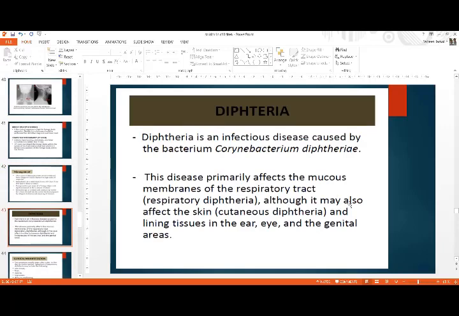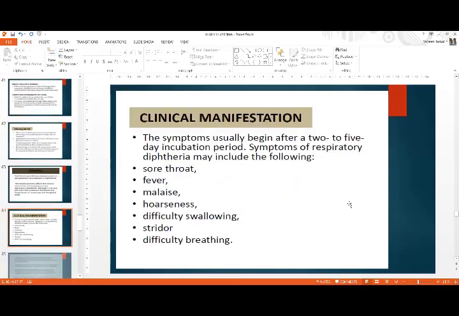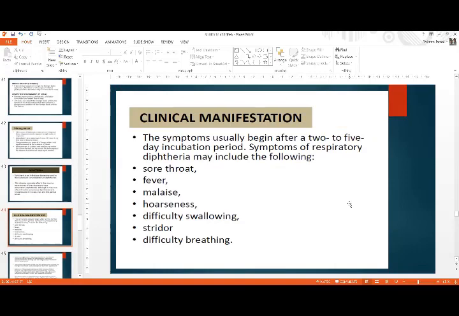It is an infectious disease caused by a bacterium called Corynebacterium diphtheriae. It primarily affects the mucous membrane of the respiratory tract, although it may also affect the skin and lining tissues in the ear, eye, and genital areas. Clinically, the child presents after an incubation period of 5 days, and respiratory diphtheria usually presents with sore throat, fever, malaise, cold, difficulty in swallowing and breathing, and stridor.